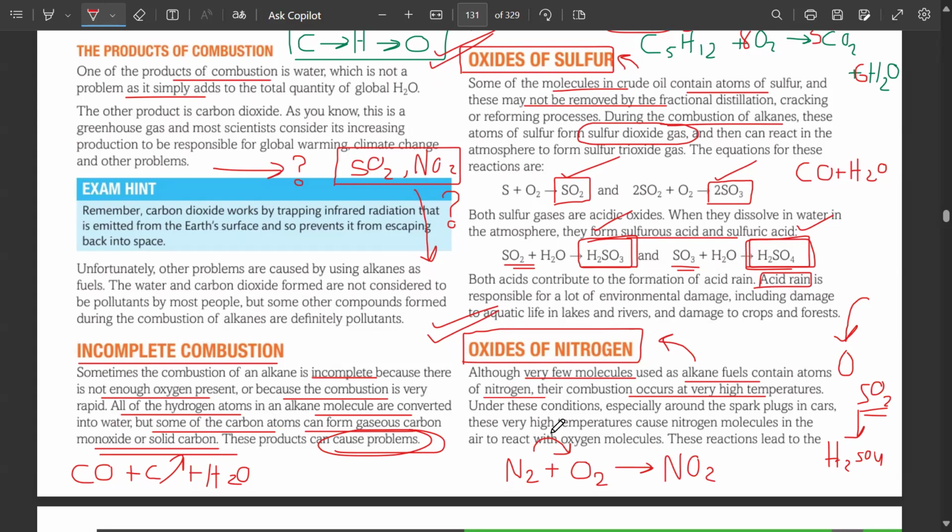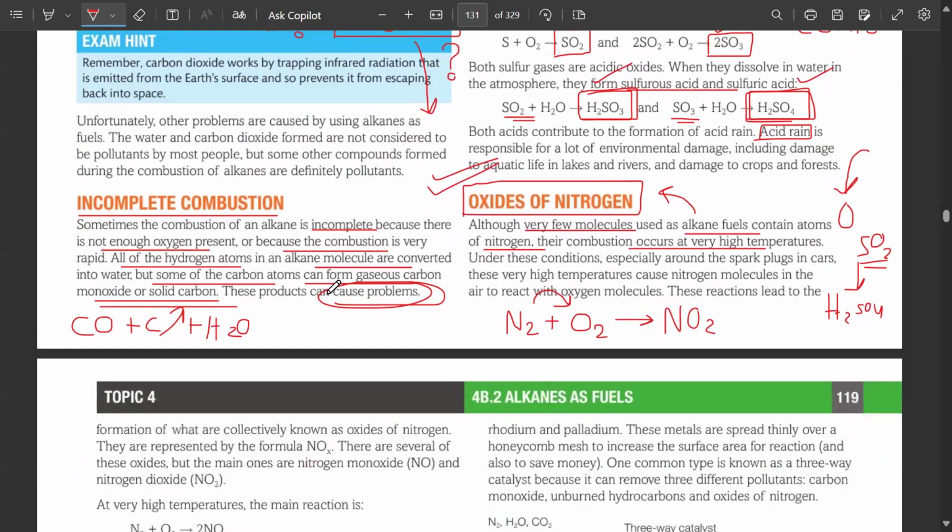Why is it taking a longer time then? Because it takes longer time to burn it completely, because nitrogen has a triple bond. Why does it have a triple bond? Explain the whole covalent bonding. Because they share three pairs of electrons with each other.